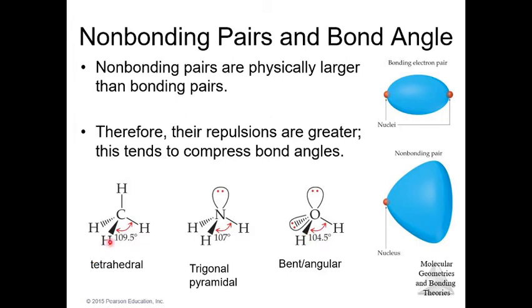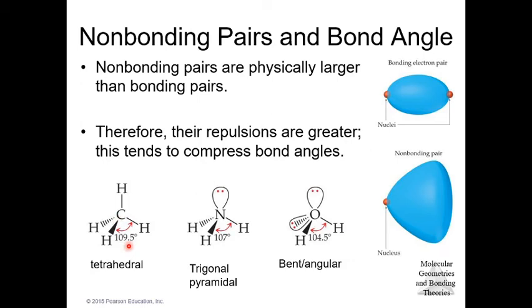So in a regular tetrahedral, you have 109.5 when all your electron groups are bonds. If you have 1 lone pair, you're going to compress the bond angles to 107. If you have 2 lone pairs, you're going to compress again even more to 104.5. You do not need to memorize the compressed bond angles. You only need to memorize the 109.5 because that's your idealized bond angle.